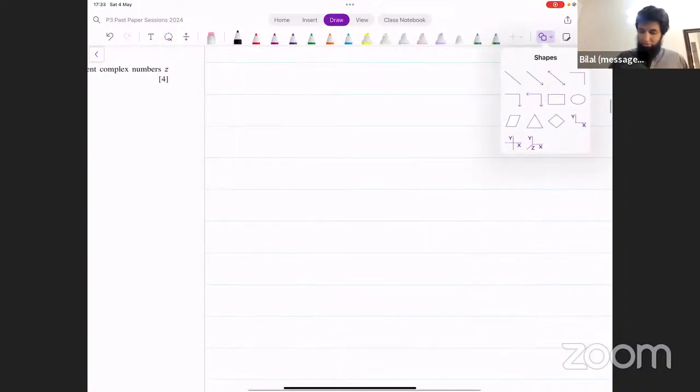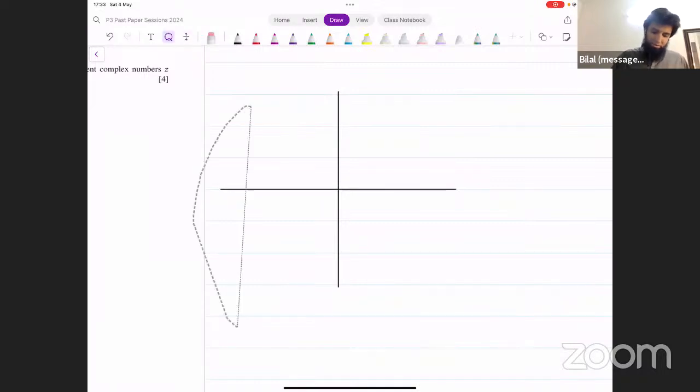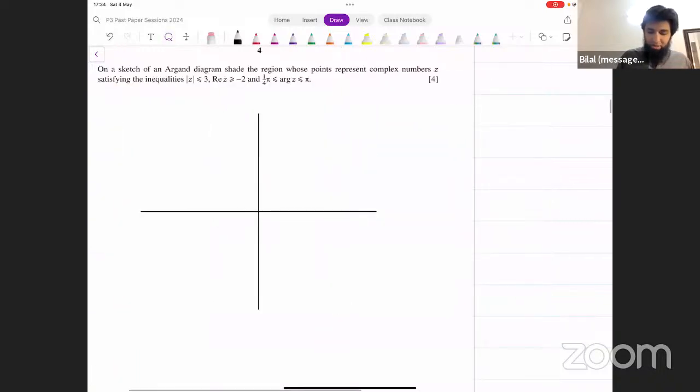Okay, so other people are also asking about this now. So let's do this quickly. This is what the Argand diagram looks like. This is the imaginary axis. This is the real axis.